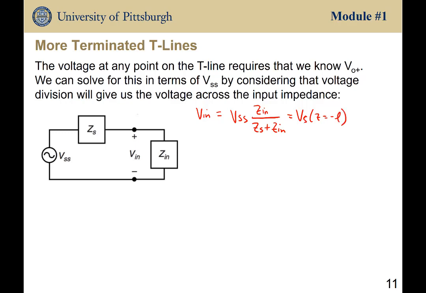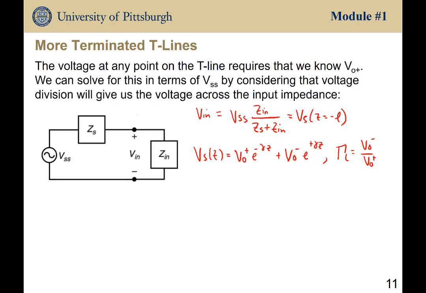What I'm going to do next is say, for any Z, I can use my traveling wave equations, and I'll say that it's equal to V0 plus e to the negative gamma Z plus V0 minus e to the positive gamma Z. That's just using my traveling wave equations. Then I can use the definition of the reflection coefficient, which is the ratio of V0 minus divided by V0 plus. Whenever I do that, I can solve this for V0 minus.